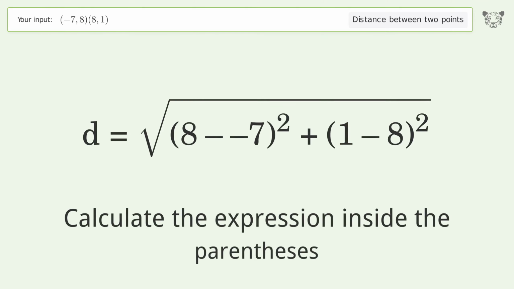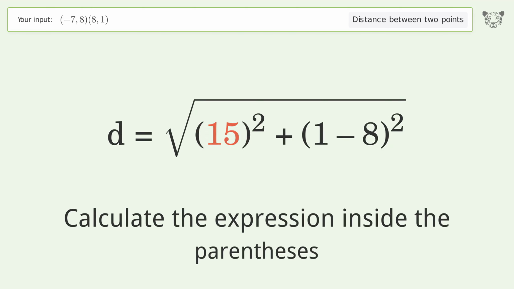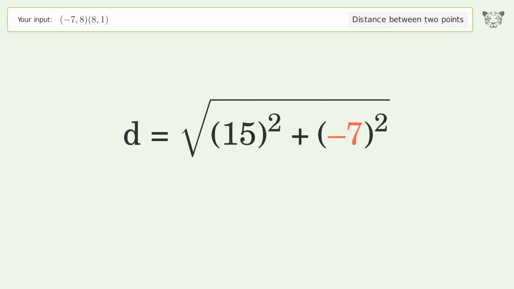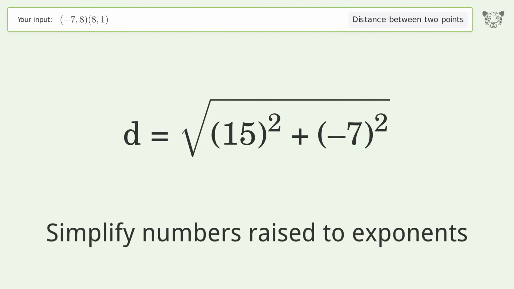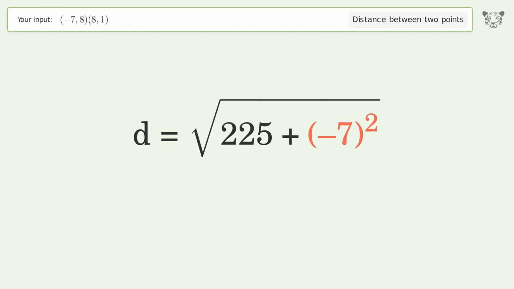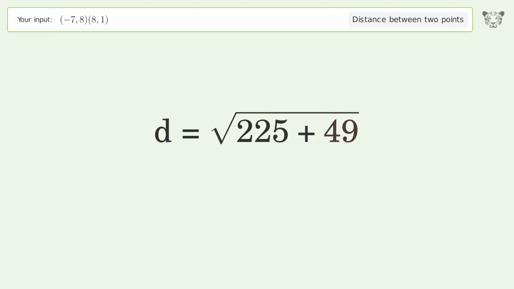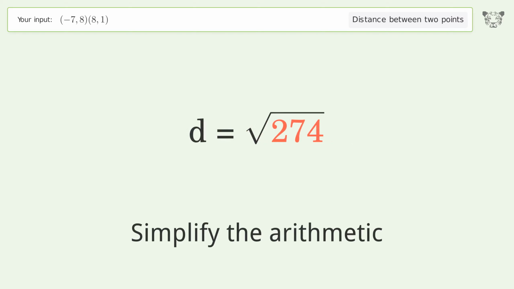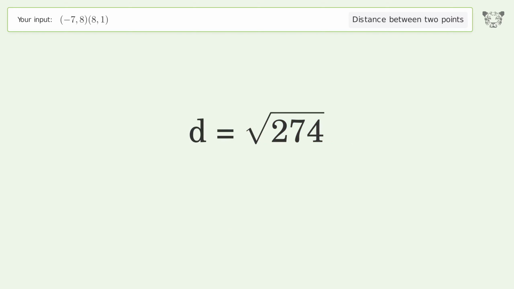Calculate the expression inside the parentheses. Simplify numbers raised to exponents. Simplify the arithmetic. And so the distance between the 2 points is the square root of 274, or 16.553.